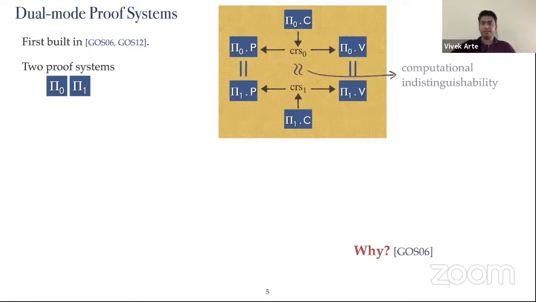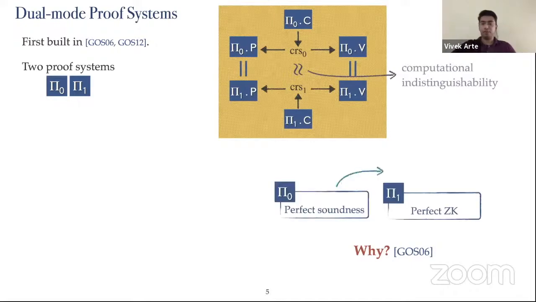What's the benefit of such a pair of proof systems? Groth, Ostrovsky, and Sahai use the perfect soundness of one mode and the computational indistinguishability of the common reference strings in order to prove the computational soundness of the other mode. This led to the construction of the first perfect zero knowledge argument system. So we now introduce the terminology of transference.